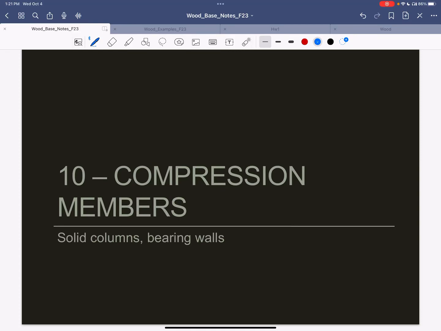All right, so let's take a look at compression members. We're going to look at two types of compression members, in particular, solid columns and then bearing walls.